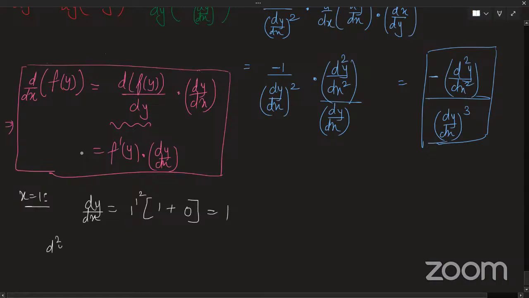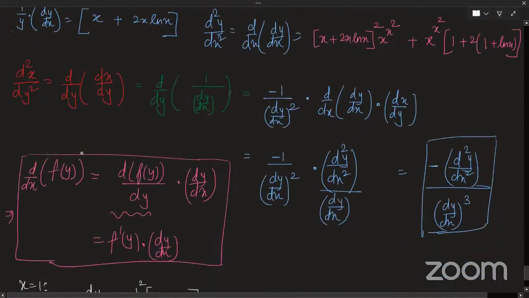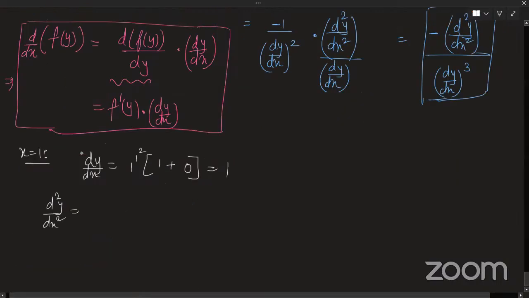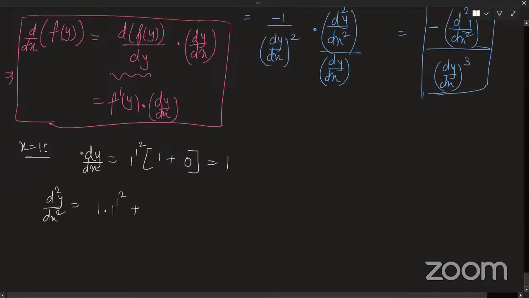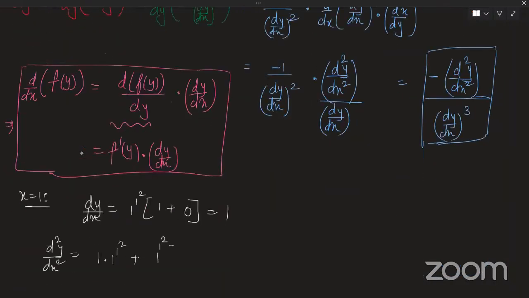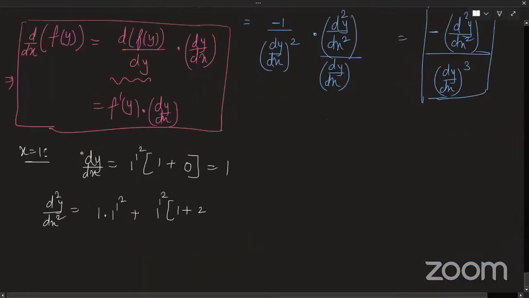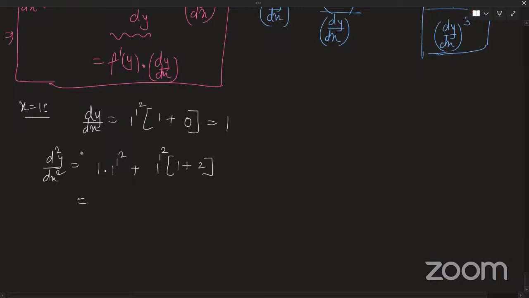Now let us have a look at d2y by dx square. So it will be ln, so it is again 0, right? Ln part is again 0. So 1 into 1 raised to 1 square plus, right? 1 raised to 1 square into 1 plus 2 times of 1 plus 0. So 2 times of 1. So this is 1 plus 3. So it is 4, right? Yes, sir.